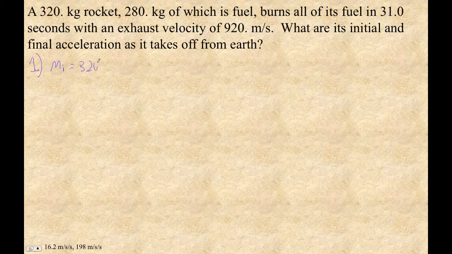So 320 is our initial mass. That's the total mass of the rocket. Our final mass is not 280. I believe it's going to be 320 minus 280. I think that's 40, right? Okay, so our final mass is 40 kilograms, right? The mass of the fuel is 280 kilograms.